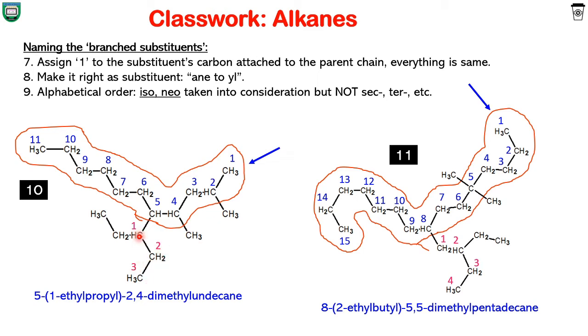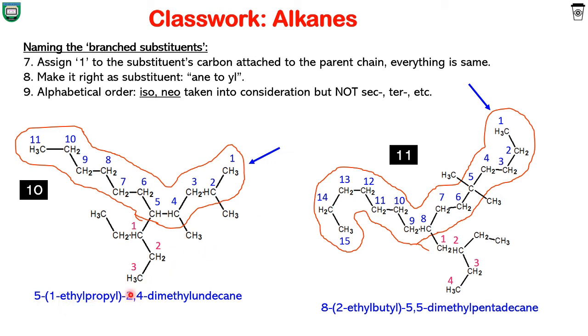Okay, so let's name it. So first, in this substituent on the first carbon, it has ethyl again. So we write 1-ethyl. This has 3 carbon atoms. So propyl. We should not write propane because this is a substituent. So 1-ethylpropyl is the name for this substituent. So let's name it completely. We are numbering from right to left, so as to get the substituents less numbers.